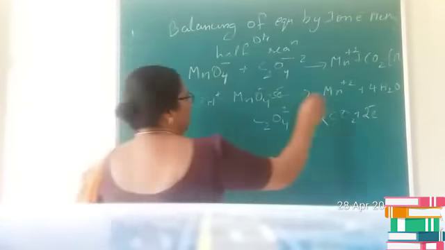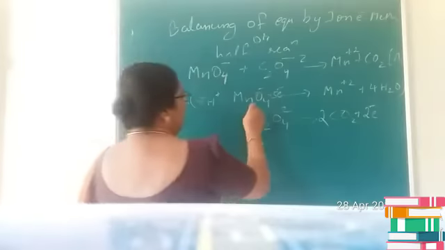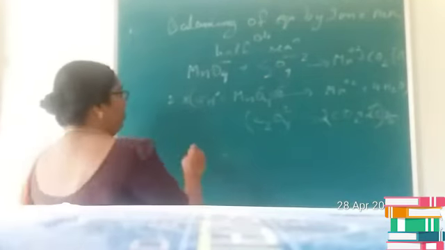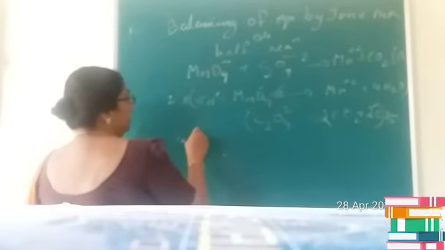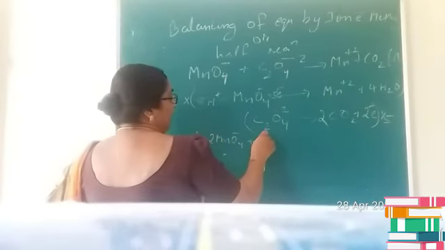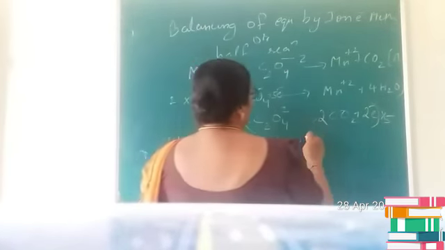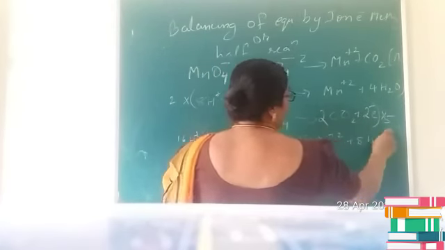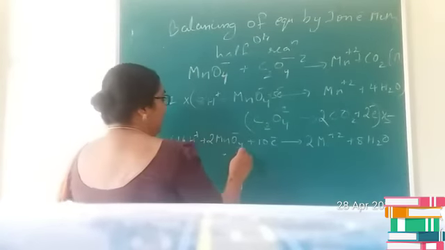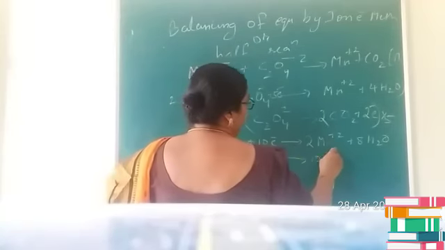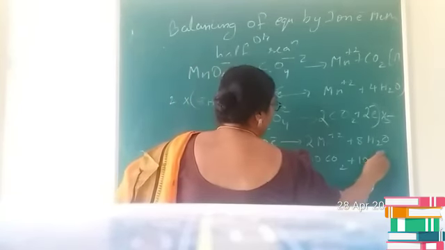Yes, multiply the first equation by 2, and the second equation you should multiply by 5. Your aim is to equalize the number of electrons. So your first equation becomes 16H plus 2 MnO4 minus plus 10 electrons will give you 2 Mn 2 plus plus 8 H2O. And your second equation is 5 C2O4 2 minus will give you 10 CO2 plus 10 electrons.